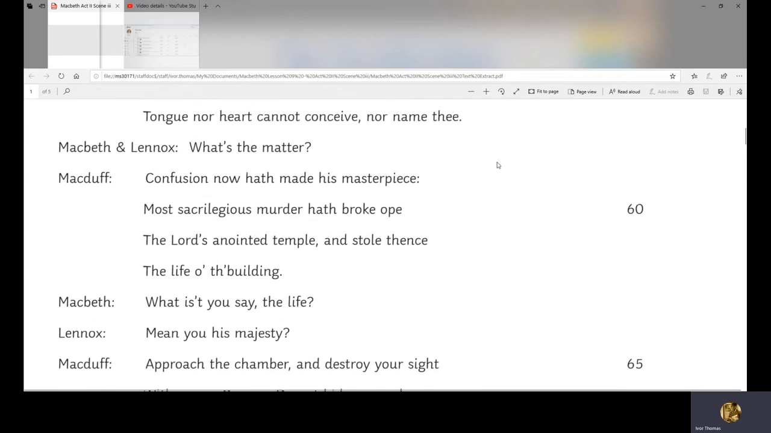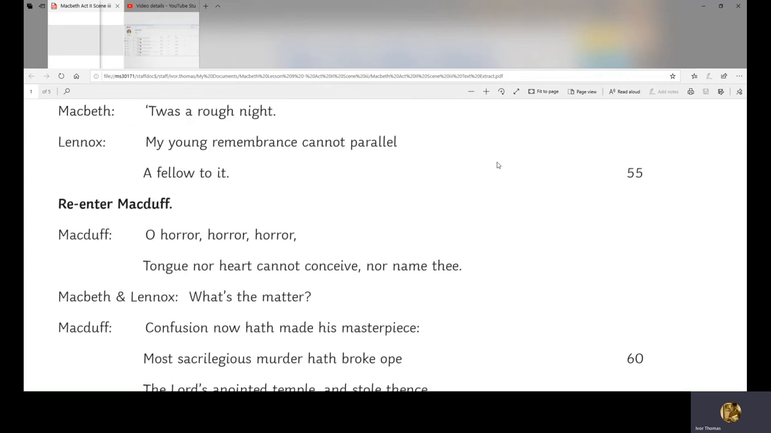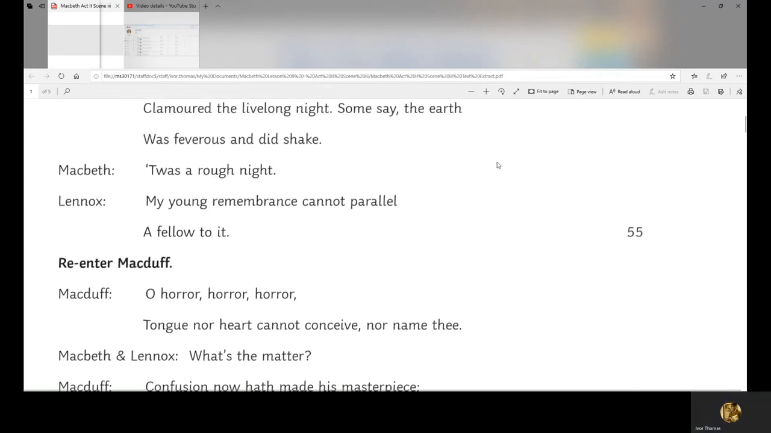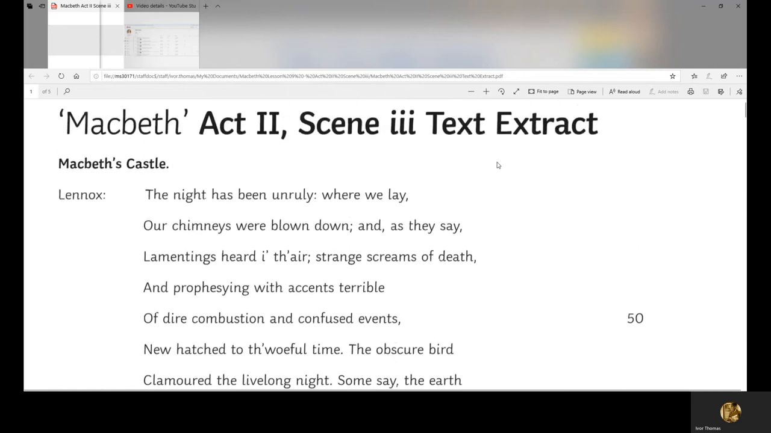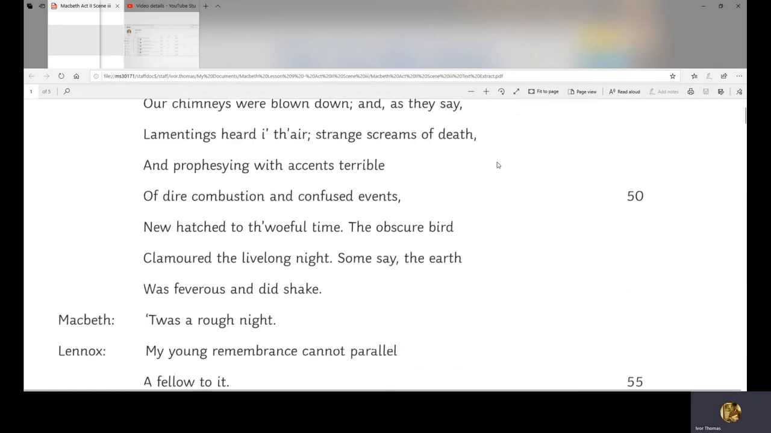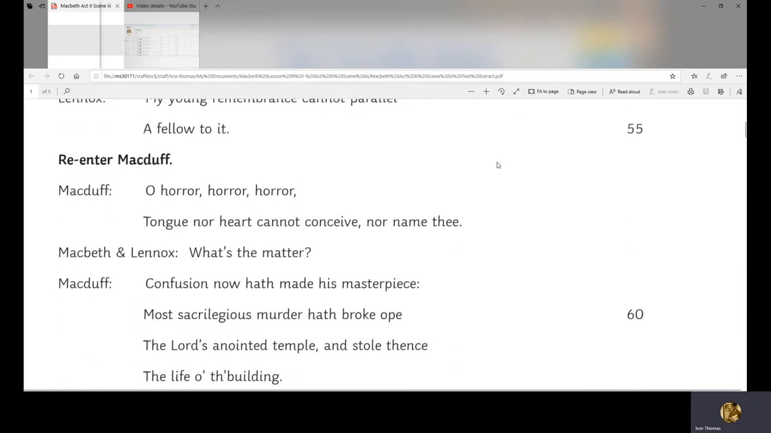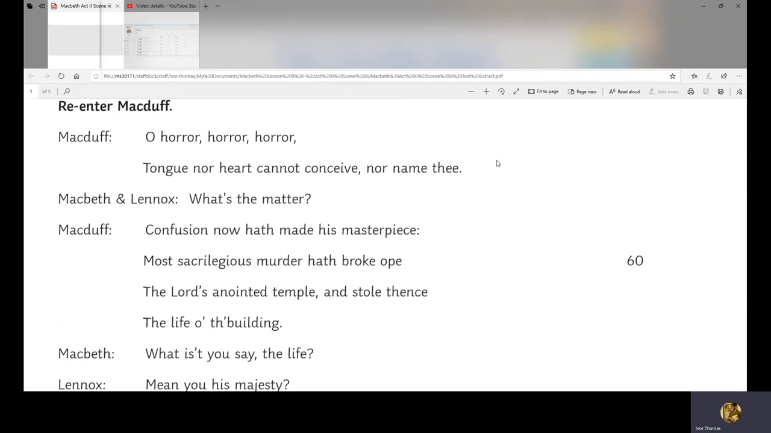There's panic. Awake, awake. The next scene we just read. Yes, so Macduff re-enters and says, horror, horror. Tongue can't conceive. I cannot name the horror I just witnessed.